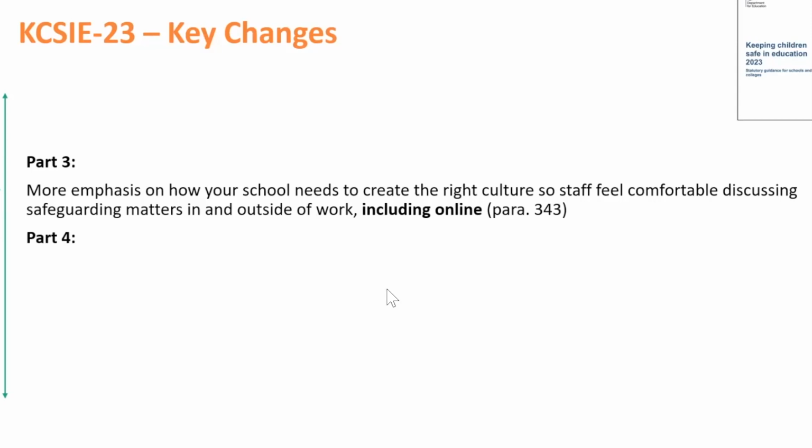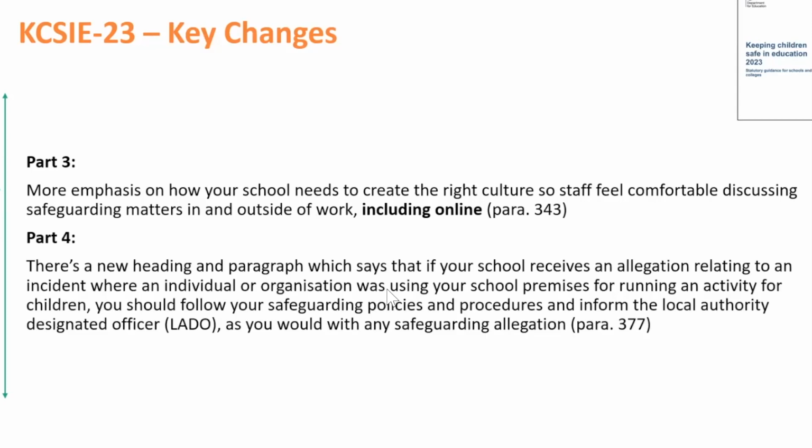Right, let's just talk about part 4 then. Now, part 4, as you know, is about managing allegations. So we've just been talking about that a little bit in terms of low-level concerns. But there's also a tweaking of the wording around what we do if we get an allegation or an incident relating to someone who is working for an organisation or an individual who's using your school premises to run an activity.